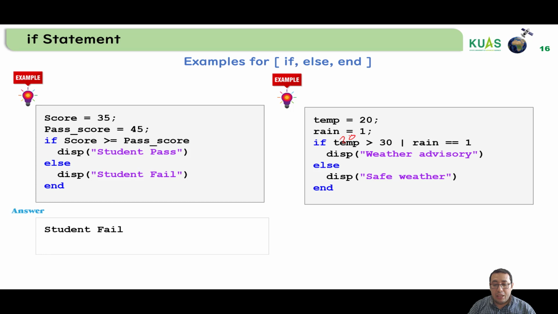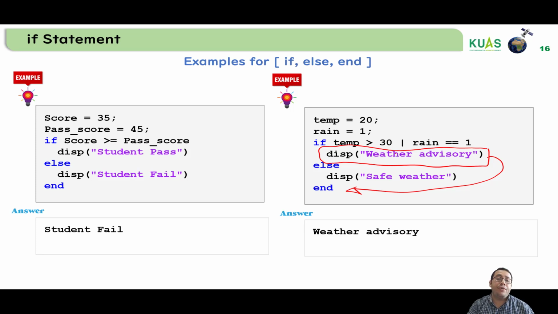Temperature is 20. Is 20 bigger than 30? No, this is false. For the second one, the rain is equal 1. So 1 equal 1, that's true. So the first part is false, second one is true, but because this is OR, false or true means the output is true. If the statement is true, it means that we should execute the first part. So we will execute this part and go to the end. To execute this part, it means we are going to display weather advisory on the output. So the answer is weather advisory.